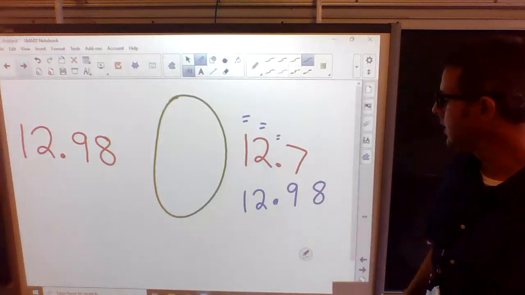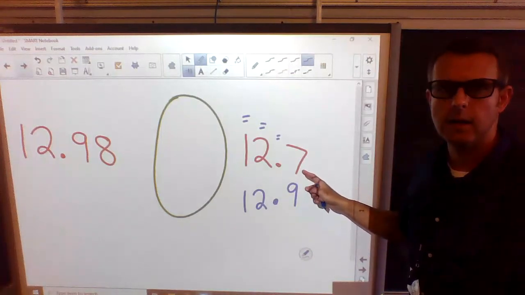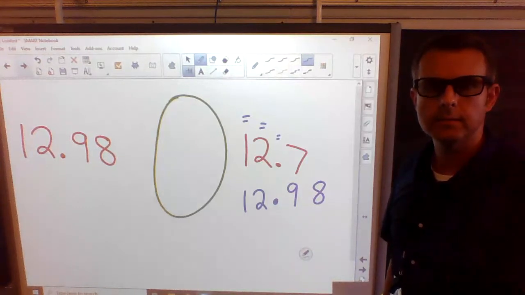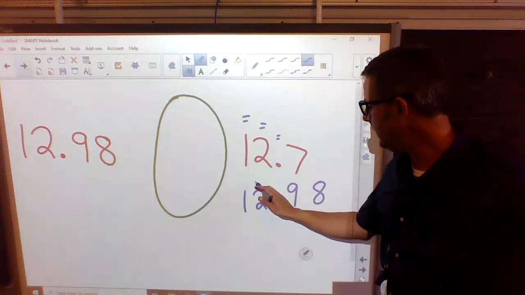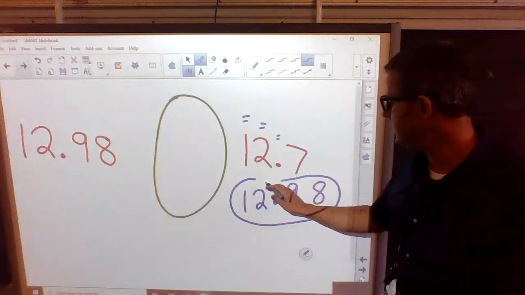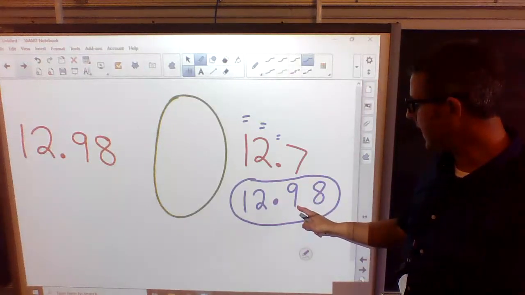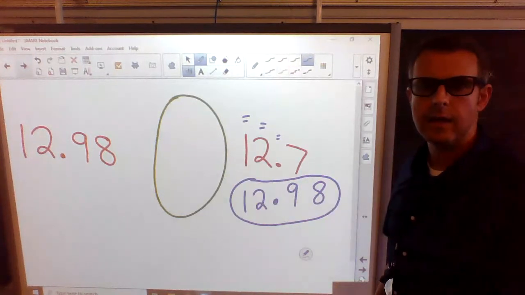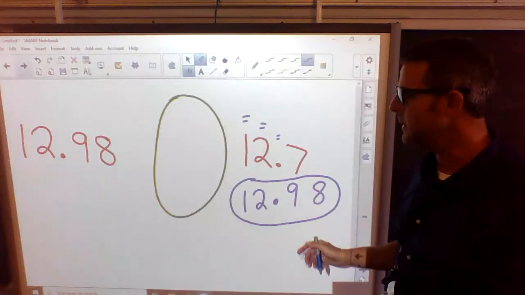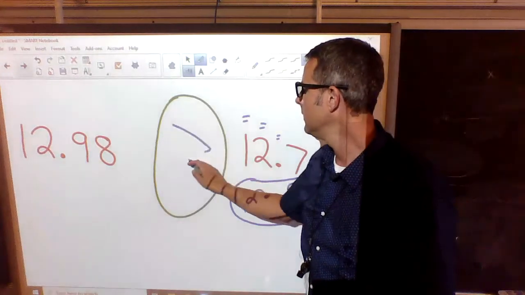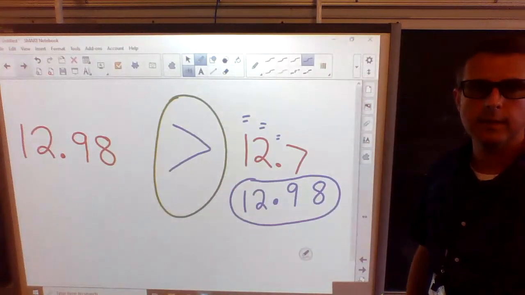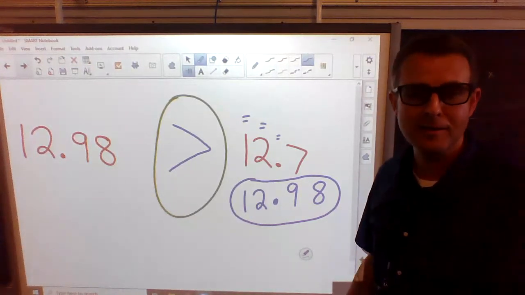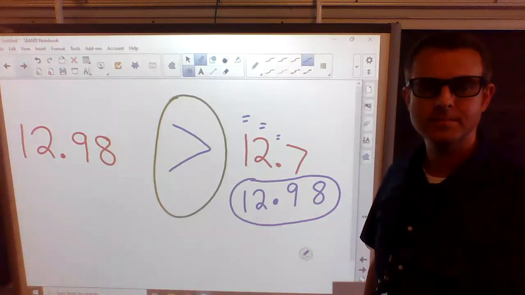Those are equal. Now I'm in my tenths column. I have a 7 and a 9. Which one's bigger? The 9. Which means this has to be the bigger number. Because this has 9 tenths, this has 7 tenths, and everything in front of it is the same. So this is bigger. So, again, we put in our greater than sign because 12.98 is greater than 12.7.